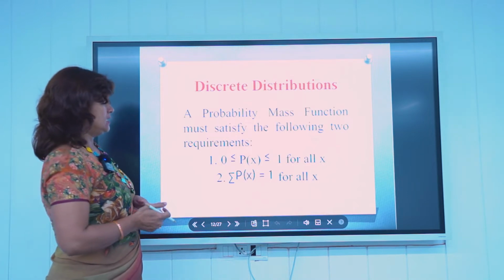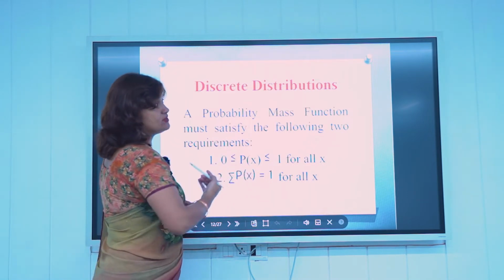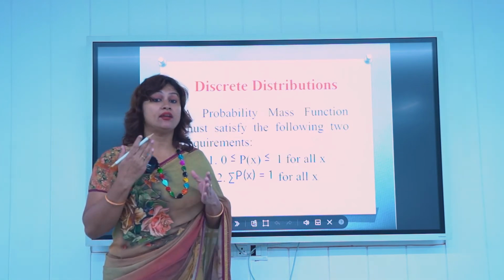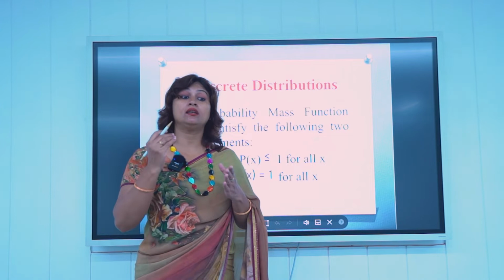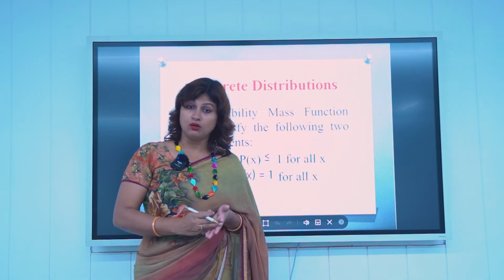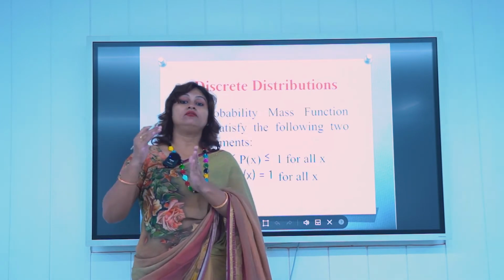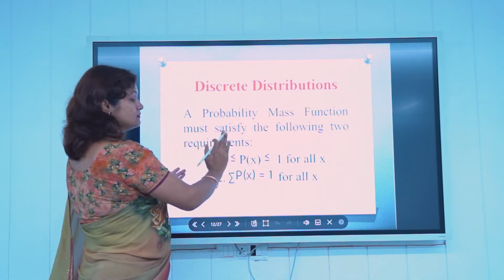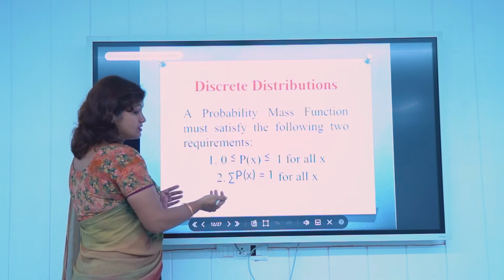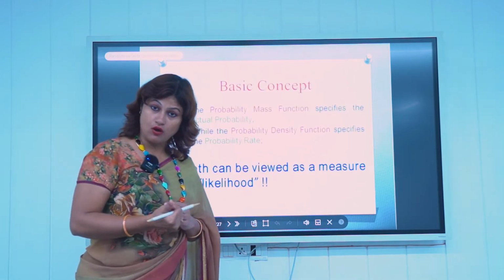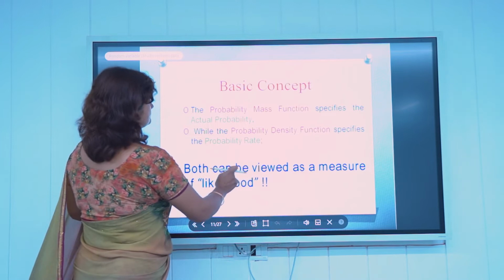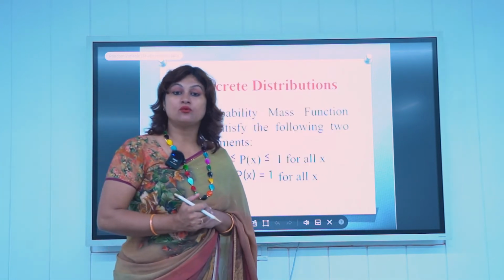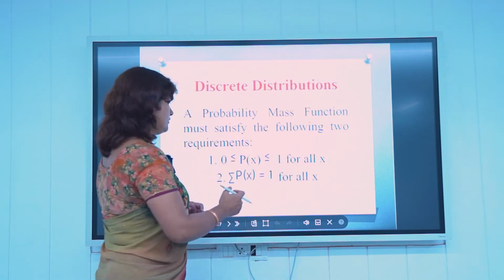One is that the probability must lie between 0 and 1, which is the thumb rule of probability, because probability can never be negative. Probability can be equal to 0, equal to 1, but it cannot exceed 1. So that is the actual concept. And again, the thumb rule of probability: the sum of all the probabilities is equal to 1 for all x.